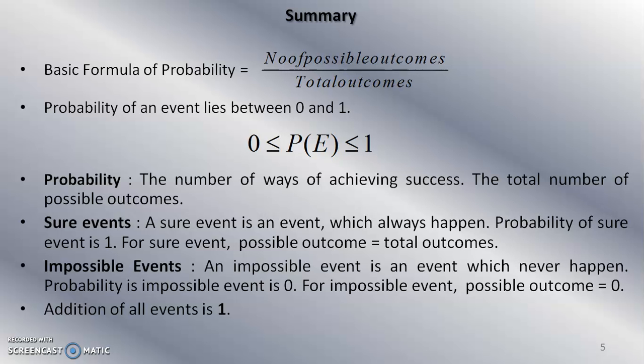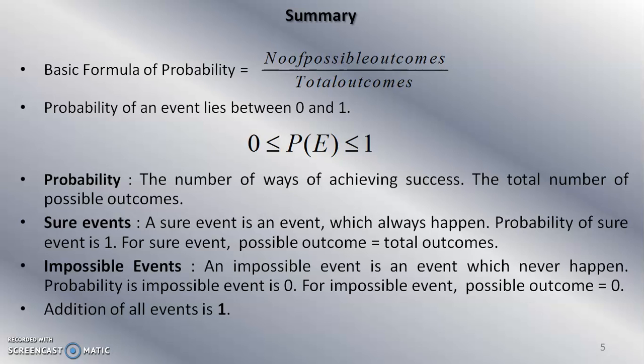It's the summary. The basic formula of probability equals number of possible outcomes divided by total outcomes. Now, the probability of an event lies between 0 and 1. Means starting with 0 and ending up with 1, and we can include both 0 and 1, right? Now what is probability? The definition of probability is the number of ways of achieving success out of the total number of possible outcomes. Got it? It is between 0 and 1.